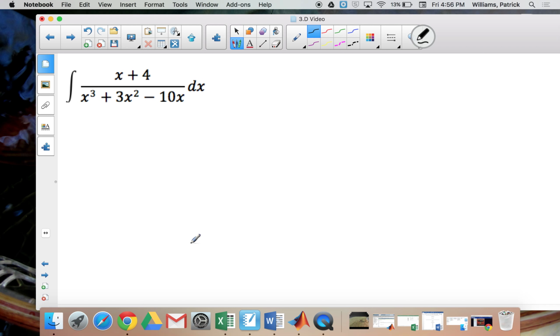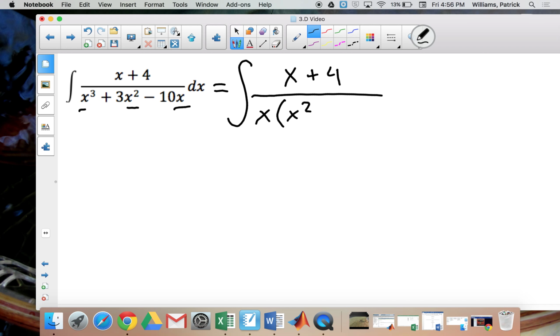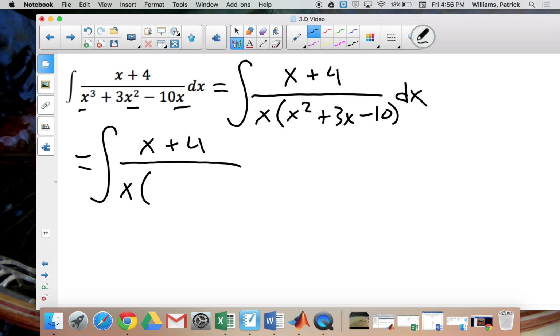Okay, so if we try this one again, the first thing we want to do is factor that bottom. We want to get that into a set of factors. So this will be x plus 4 over, notice that every single term has an x. So one of the easiest factors is just pull an x out, and then this becomes x squared plus 3x minus 10. All right, now that becomes something a lot easier to factor. So this integral, therefore, becomes the integral of x plus 4 over x times x minus 2, then times x plus 5, dx.